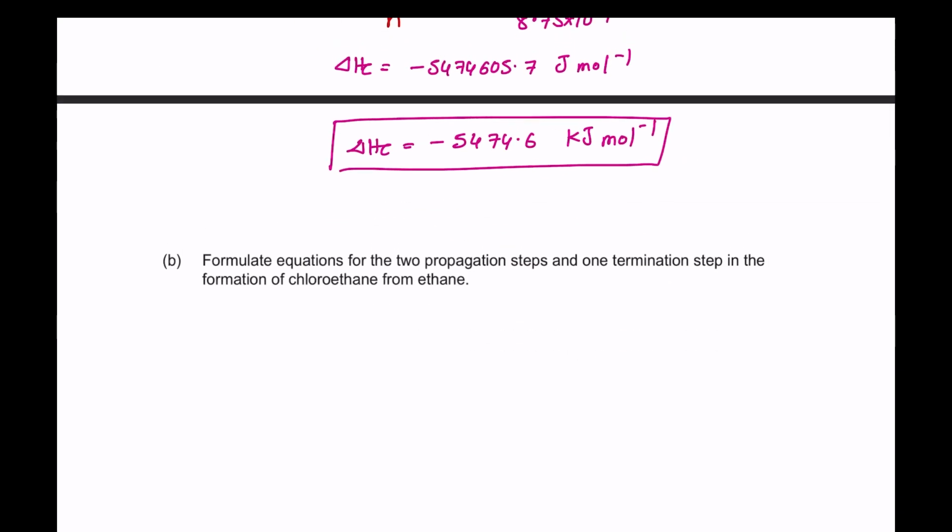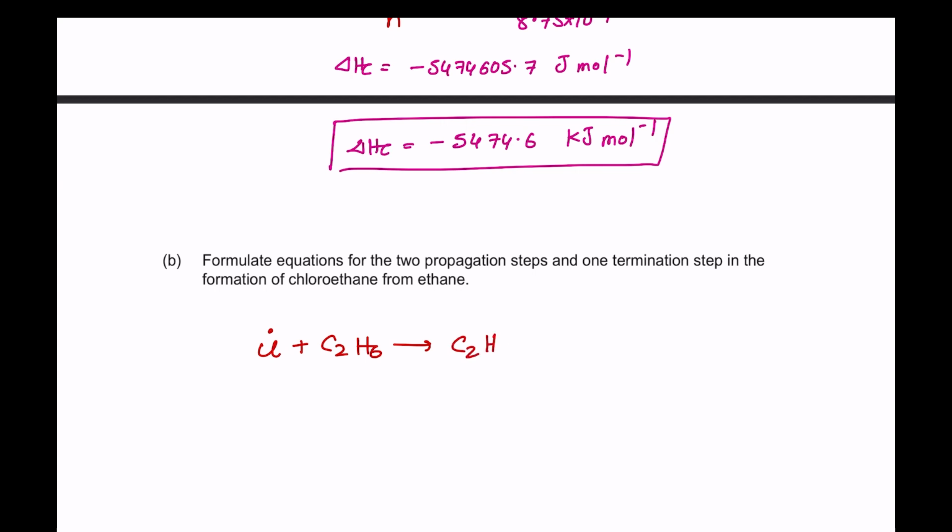Moving on to the next part, we have to formulate equations for 2 propagation steps and 1 termination step in the formation of chloroethane from ethane. Obviously it's a free radical substitution. Now how do we differentiate between propagation and termination steps? In a propagation step, the main thing for identification is that the number of free radicals on the reactant side will be equal to the number of free radicals on the product side. For example, these two steps are propagation steps.